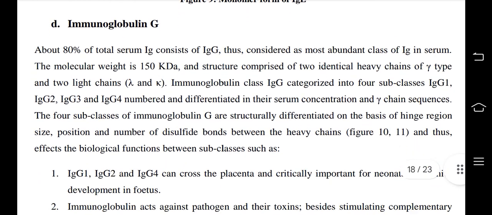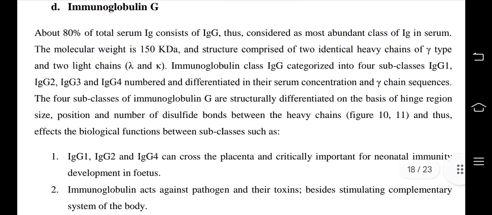Then immunoglobulin G. About 80% of total serum Ig consists of IgG, which is considered the most abundant class of Ig in serum. The molecular weight is 150 kilodalton and the structure comprises two identical heavy chains of gamma type and two light chains lambda and kappa. Immunoglobulin class IgG is categorized into four subclasses IgG1, IgG2, IgG3 and IgG4, numbered and differentiated in their serum concentration and gamma chain sequences.